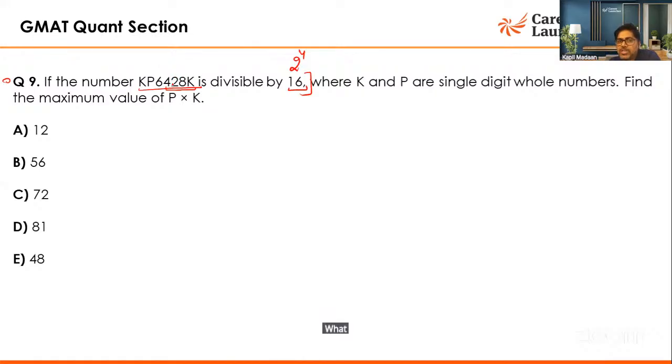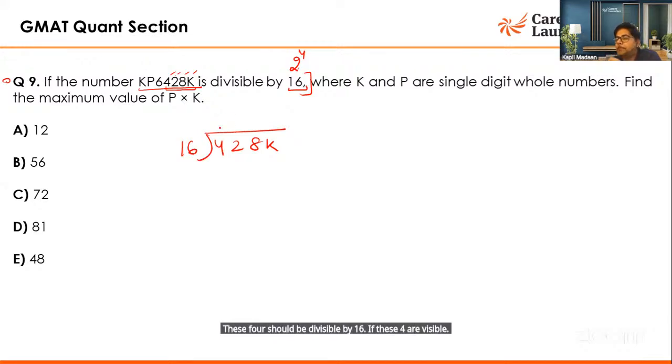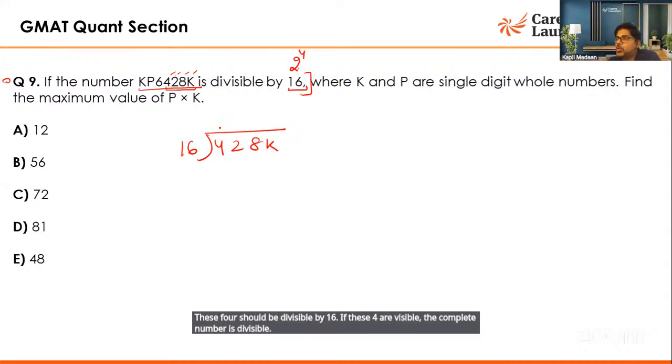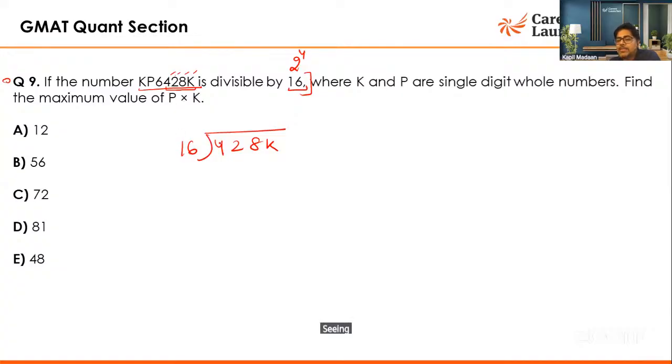What are the last 4 digits of this number? That is 428K. So these 4 digits, 428K, should be divisible by 16. If these 4 are divisible, the complete number is divisible. Otherwise, the number will not be divisible by 16. Okay, for 16, last 4 digits. Let's try dividing the number by 16. So 16 2s are 32, 108, 16 6s are 96.